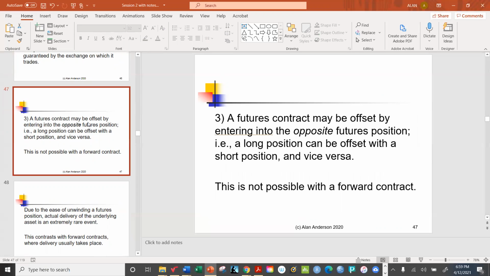A futures contract may be offset by entering into the opposite futures position. So in other words, a long position can be offset with a short position and vice versa, which can't be done with a forward contract as long as it's the exact same position. In other words, it has to be the same asset, the same number of units of the asset, and the same delivery date. Otherwise, you're just mixing apples and oranges.